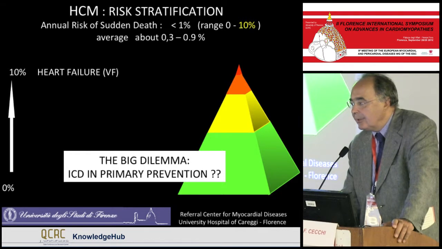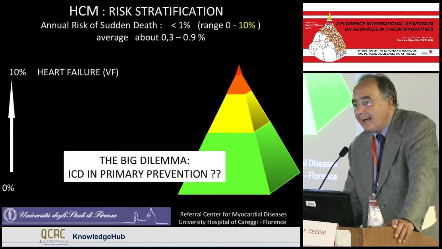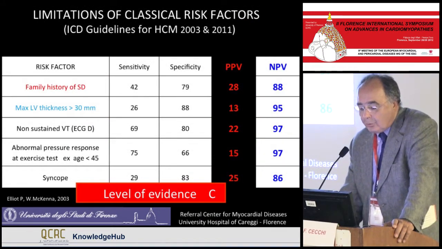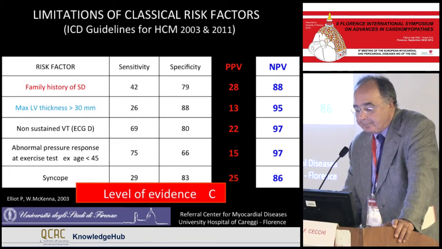So you have your patient, you assess the risk factors as everybody knows. You may either have or not, one or two, and then you have to decide whether or how to propose the ICD to prevent sudden death. Well, let's go to some of the data that have been published some years ago and were considered at the base of the ICD guidelines for hypertrophic cardiomyopathy, both in 2003 and 2011.